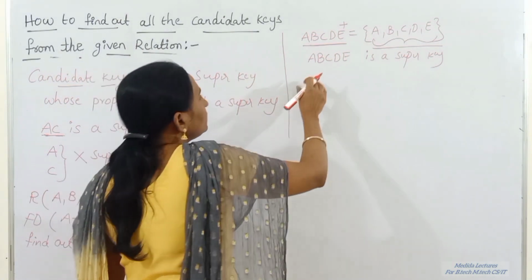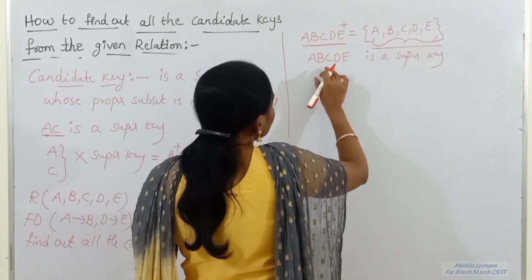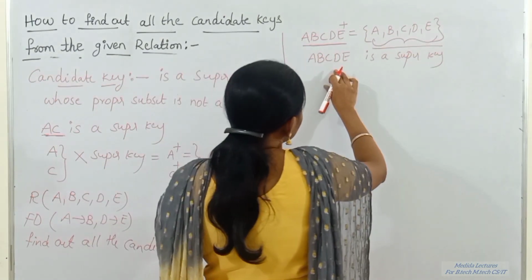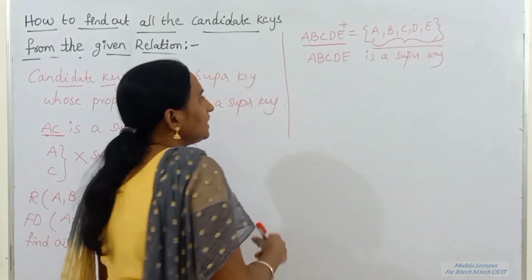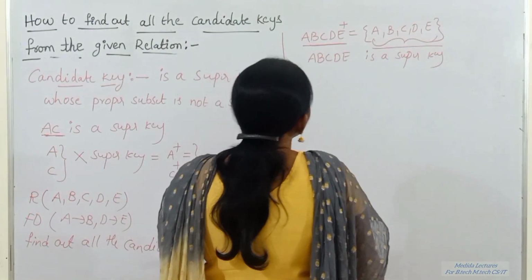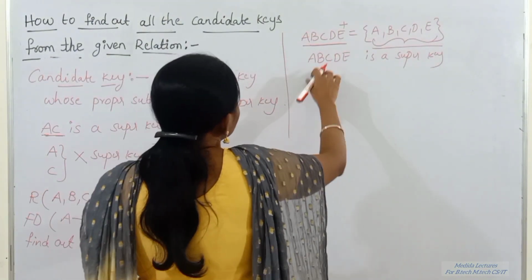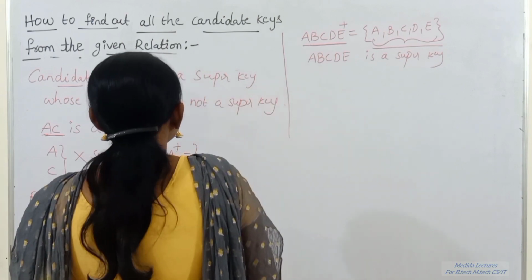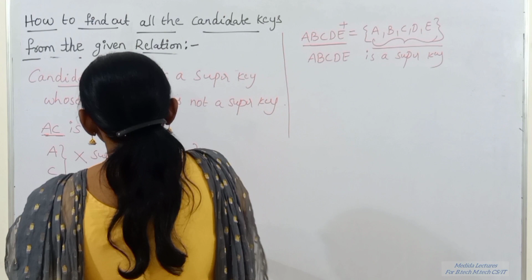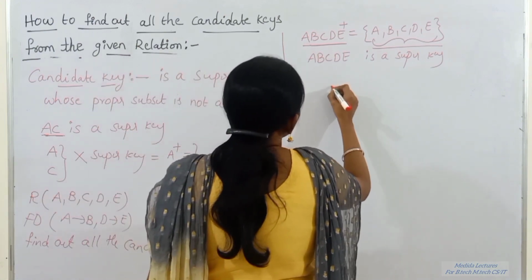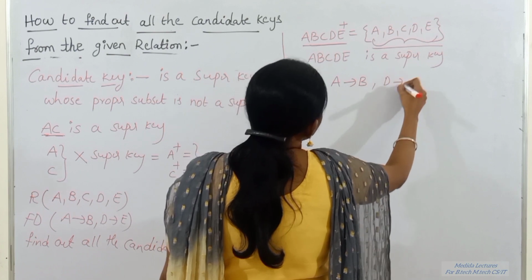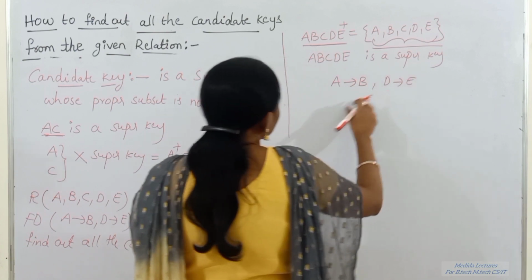Now, the next step is we have to discard attributes from this set of attributes. So, how to discard attributes from this set of attributes? Based on the functional dependencies, we have to discard. So, what are the functional dependencies given in the problem? A determines B, D determines E. These are the functional dependencies given in the problem.